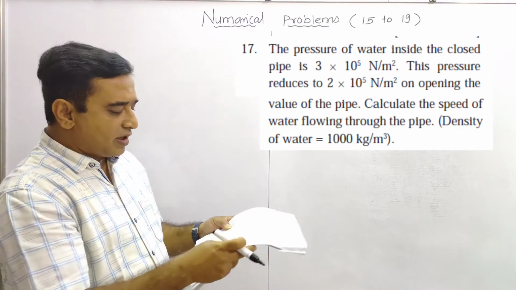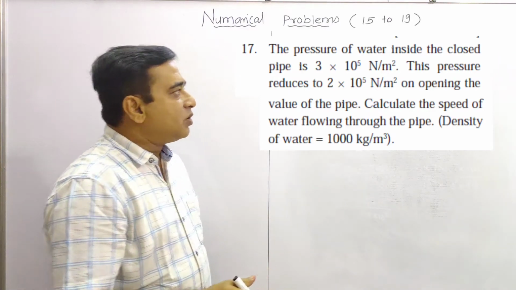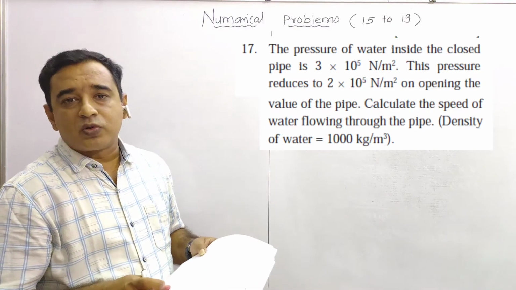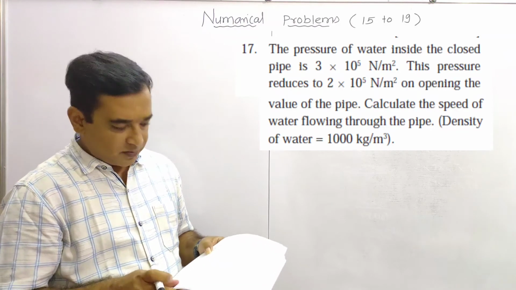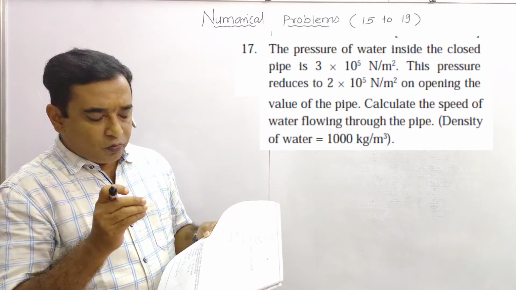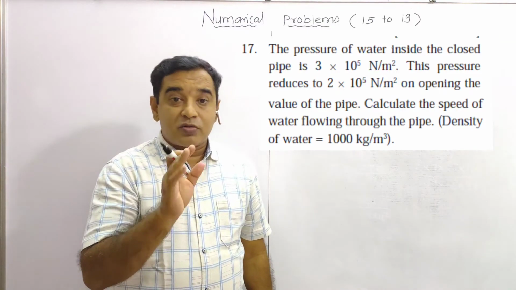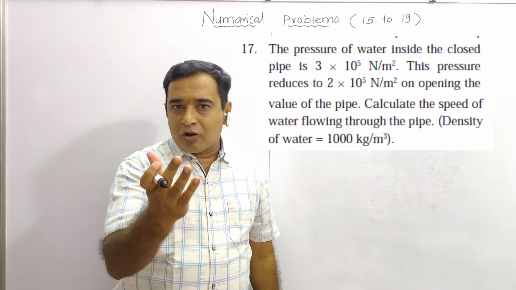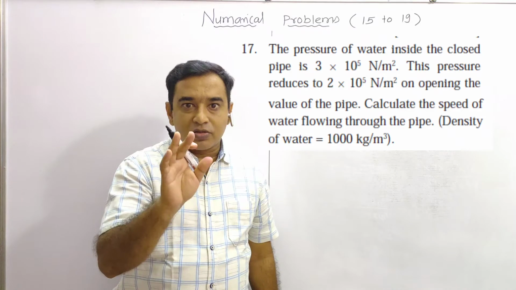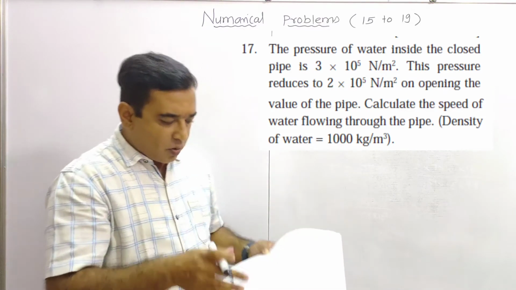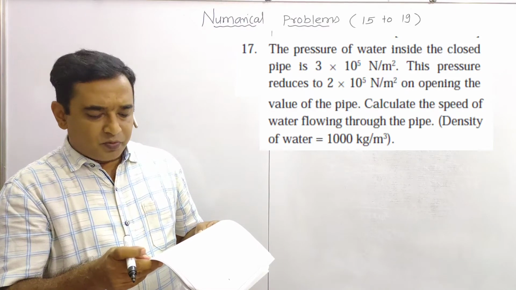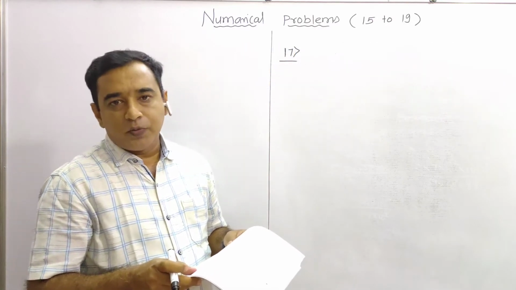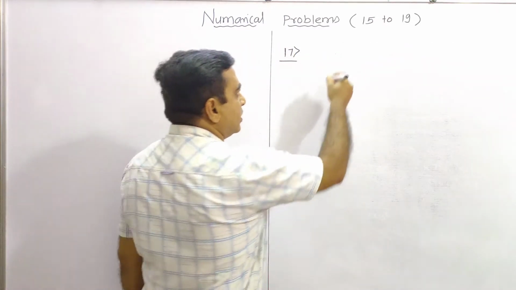The pressure of water inside the closed pipe is 3 into 10 raised to power 5 Newton per meter square. This pressure reduces to 2 into 10 raised to power 5 Newton per meter square on opening the valve of the pipe. Now the valve is closed. When the valve is closed, the water inside that pipe has velocity equal to 0 because the valve is still not open. So when it is open, calculate the speed of water flowing through the pipe. Density of water is given as 1000 kilogram per meter cube. So we need to get that value.